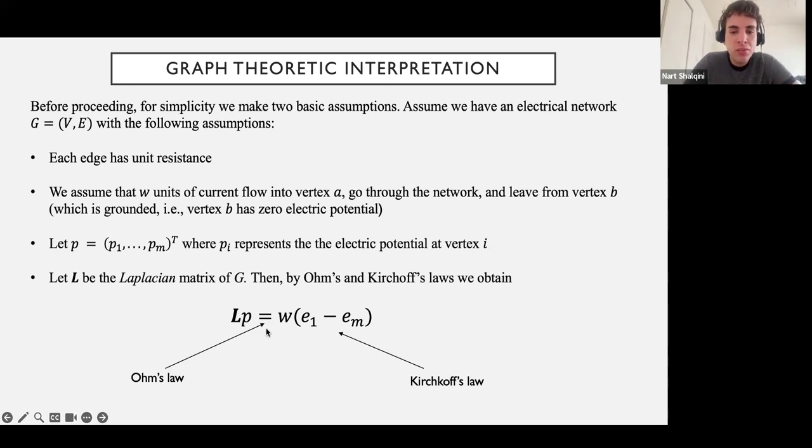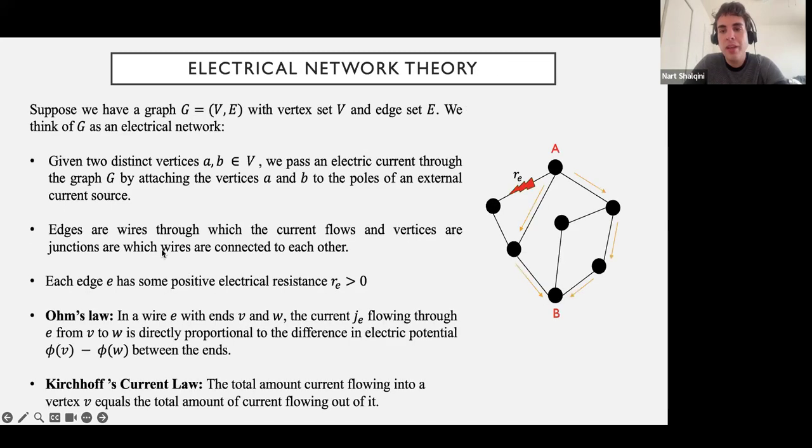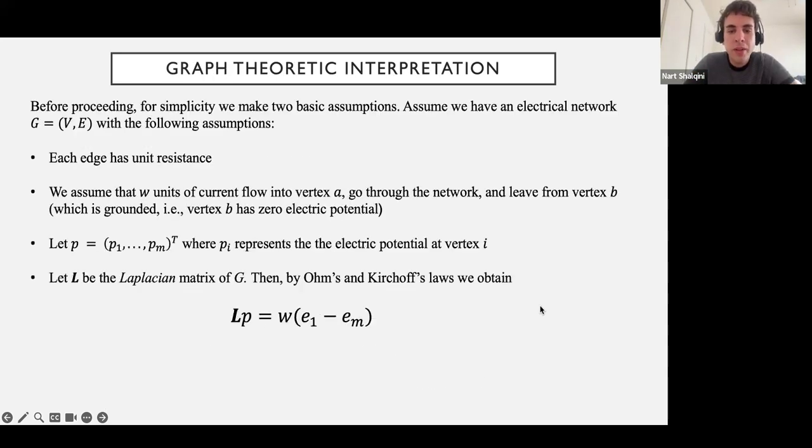So this is where the identity follows, and Kirchhoff's law follows, and then the right-hand side, the total amount of current that flows in and flows out must be the same. And we know that we have W units of current that flow in through the first vertex, and W units of current that flow out of the last vertex. In this case, I have denoted my first vertex with P1 and my last vertex with P of M. So P1 is A here, and P of M is B. And this is how I obtain my identity.